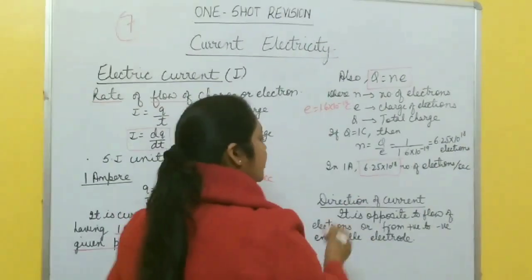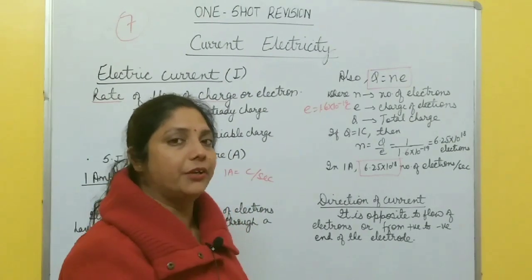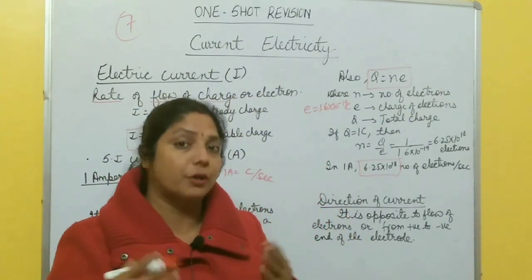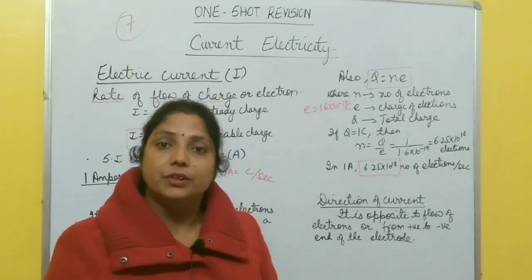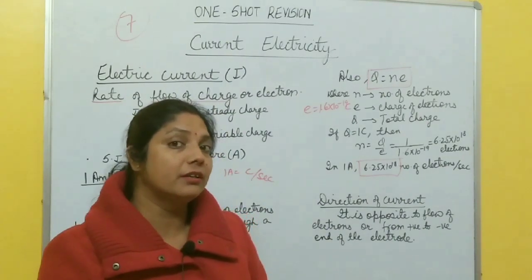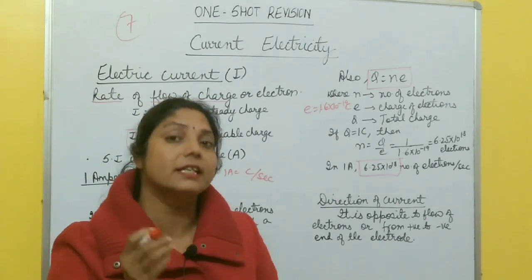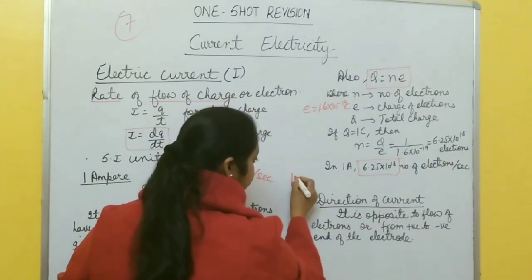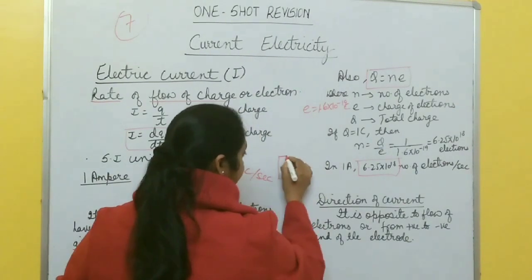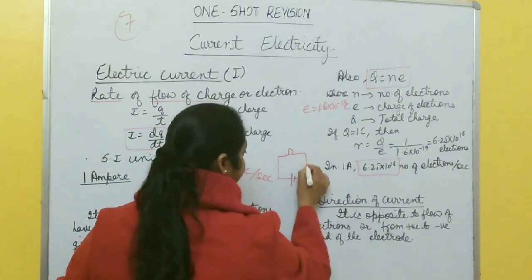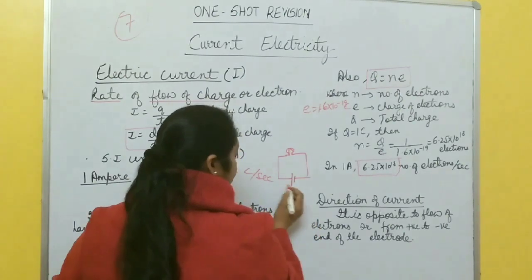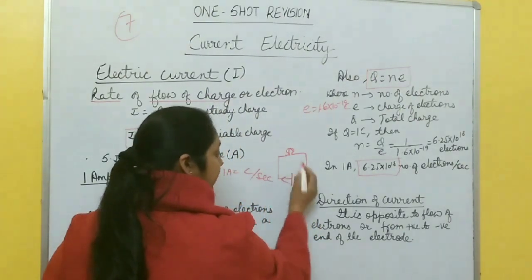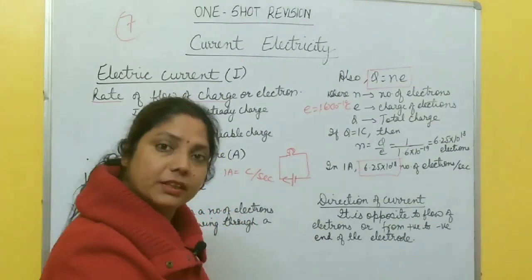Next one is direction of current. What is the direction of current? You know, something is required to initiate the flow of charge which forms current. So how does charge flow? Due to the application or connection of a battery in the circuit. So there are 2 terminals in the cell. This is positive, this one is negative, right? Suppose here one bulb is connected, right? Now the direction of current is always from the positive end to the negative end of the electrode of the cell.